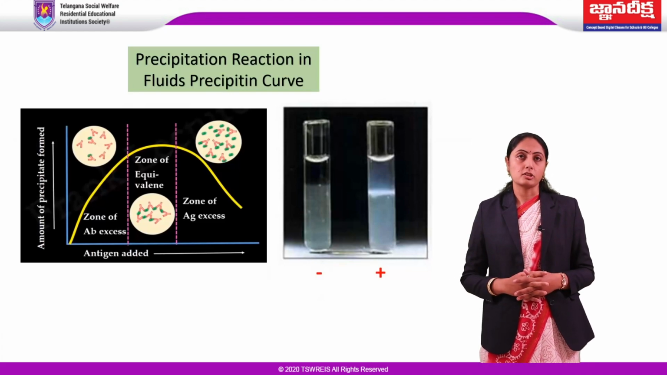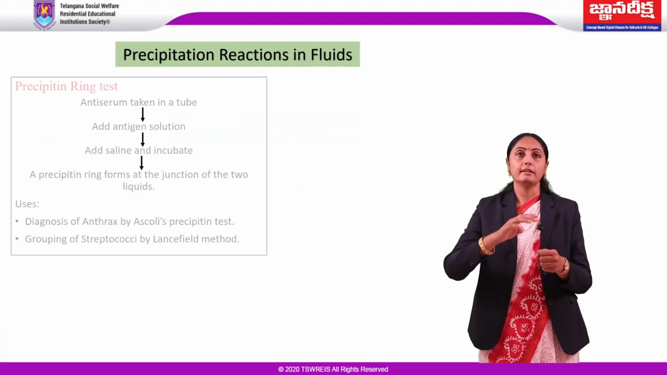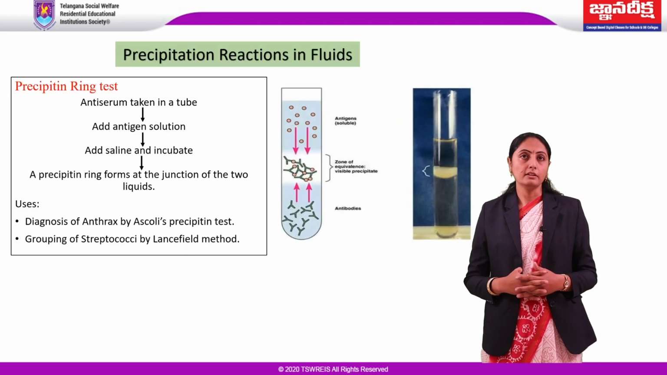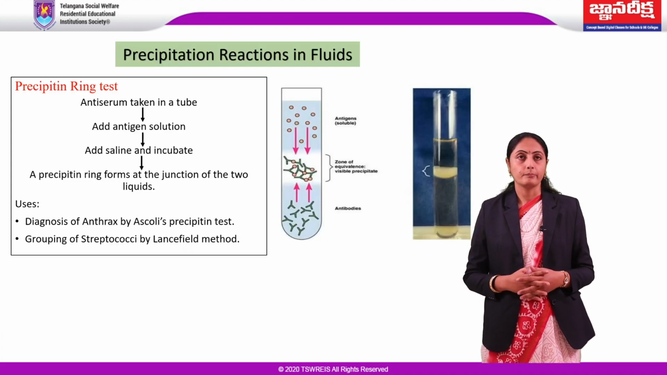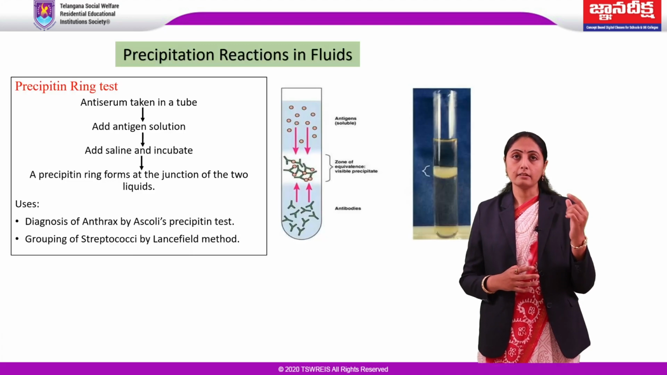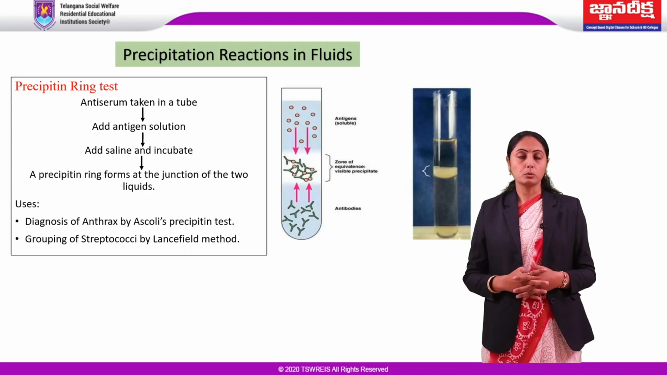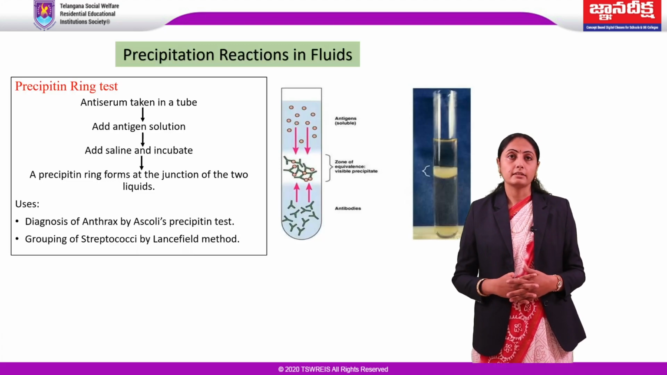These precipitation reactions find use in diagnostics, where antiserum is tested by overlaying it with antigen solution. Here we test if serum from a patient contains optimal antibodies towards the antigen to confirm infection. A visible precipitin ring indicates a positive test. The precipitin ring test is used in diagnosis of anthrax and also for classification of streptococci by the Lancefield method.